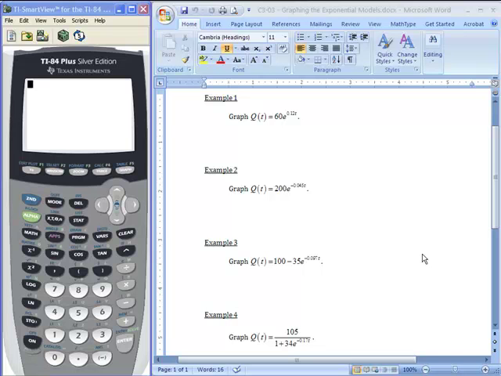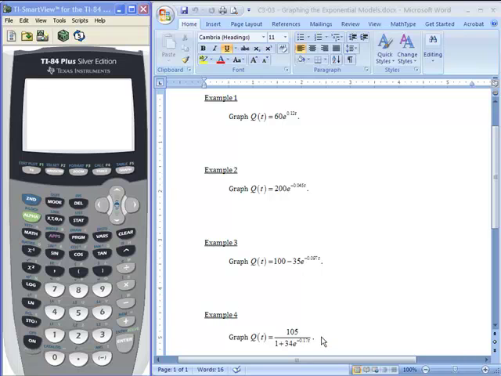Graphing the exponential models. You've been introduced to 4 exponential models now. You've seen the exponential growth model, and example 1 has an exponential growth model in it. You've seen the exponential decay model, and there is one in example 2. You've seen the learning curve, and there's one of those in example 3. And finally, example 4 has an example of a logistic growth function.